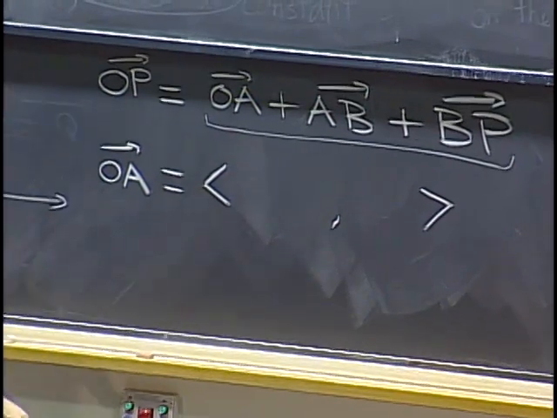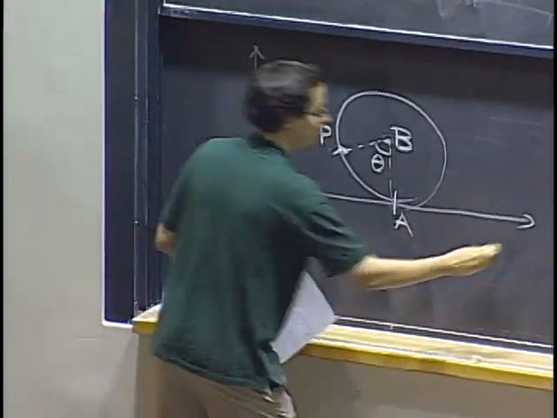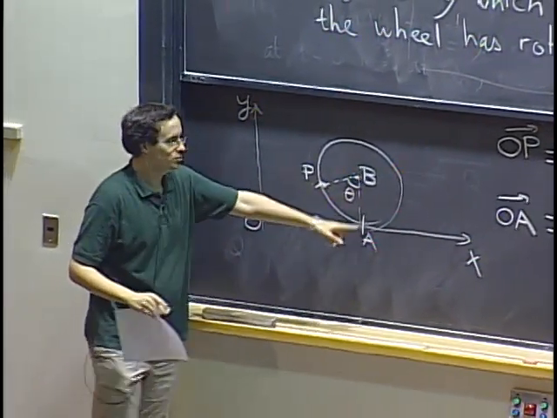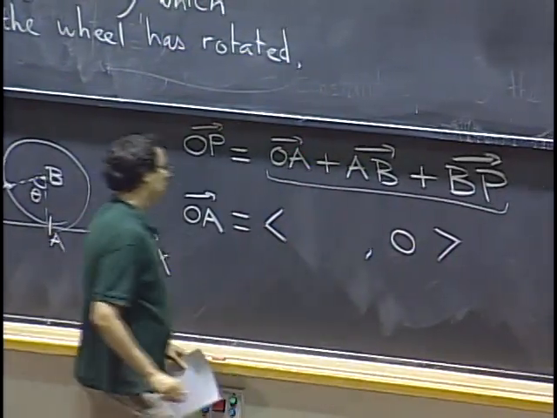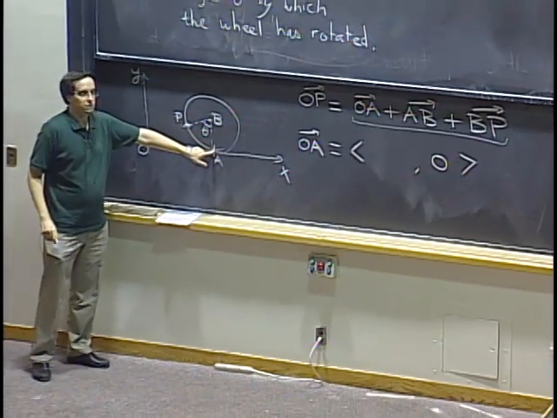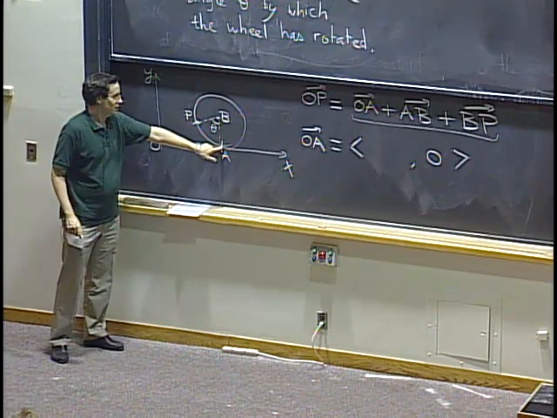So OA has 2 components. One of them should be very easy. Well, the y component is just going to be 0, okay? It's directed along the x-axis. What about the x component? So OA is the distance by which the wheel has traveled to get to its current position.